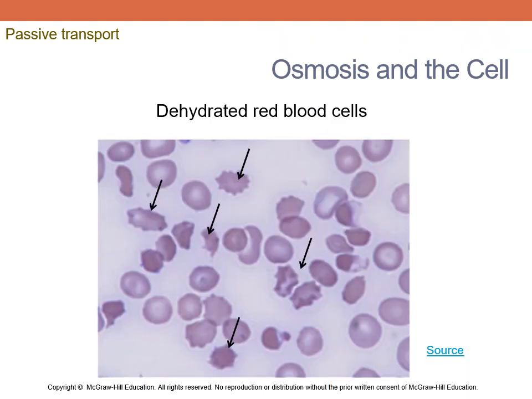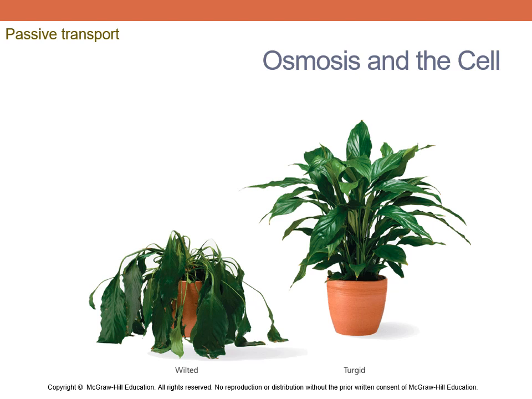This figure shows a slide of red blood cells in a hypertonic solution. In this slide, you can see many shriveled cells at the ends of the arrows that have lost significant amounts of water. Here you can see the difference between plant cells in hypertonic conditions on the left and hypotonic conditions on the right.